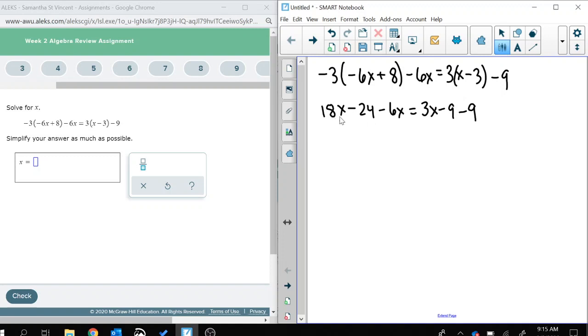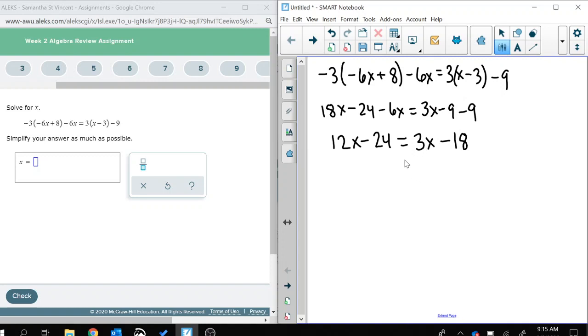So on this side here, I'm going to go ahead and combine my like terms. So I have 18x minus 6x, which gives me 12x. And then I keep my negative 24. And then here I have a 3x. And negative 9 minus 9 is negative 18.